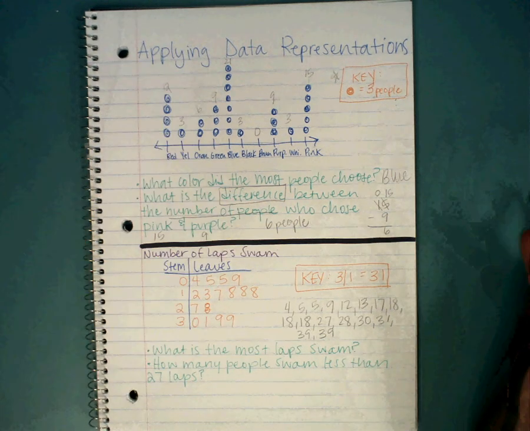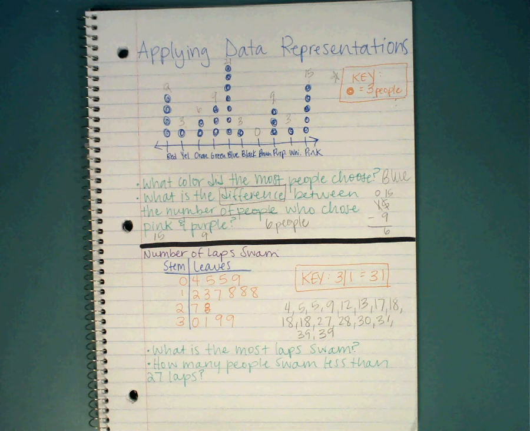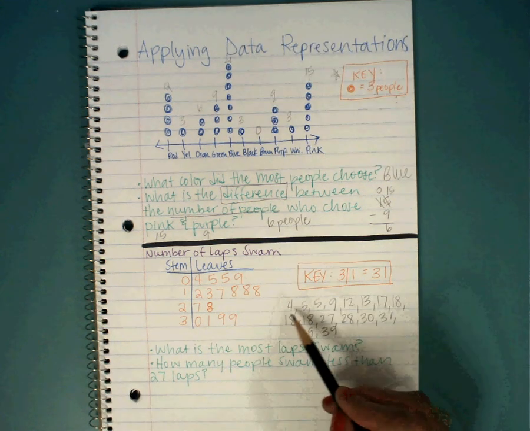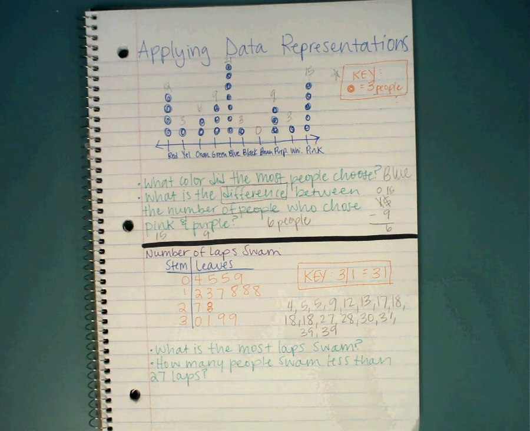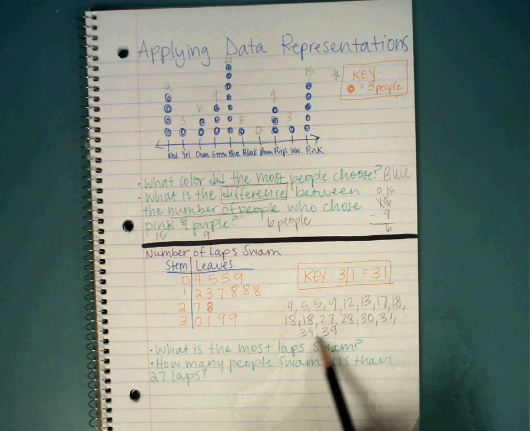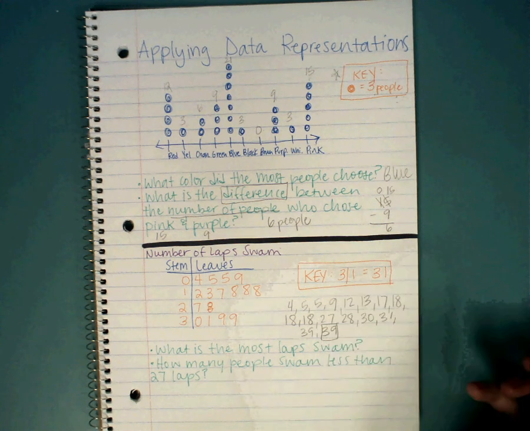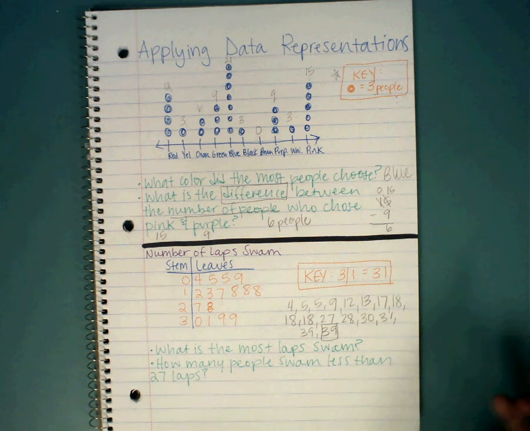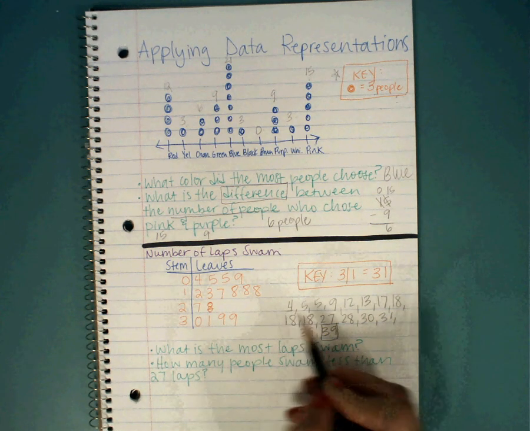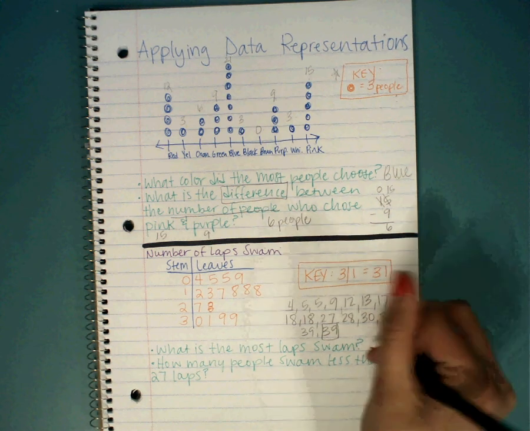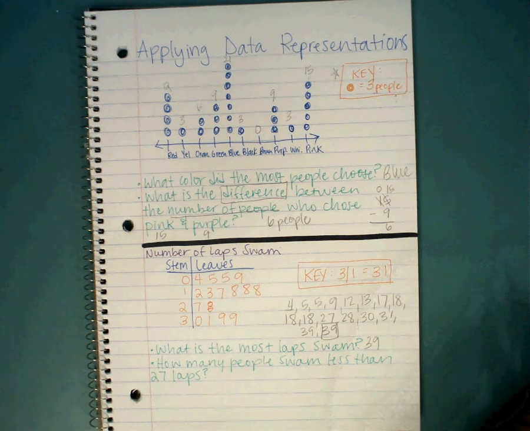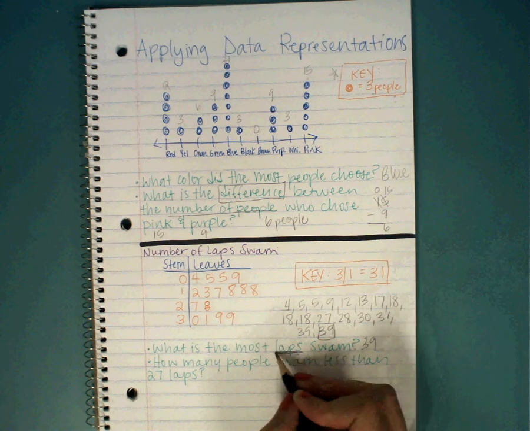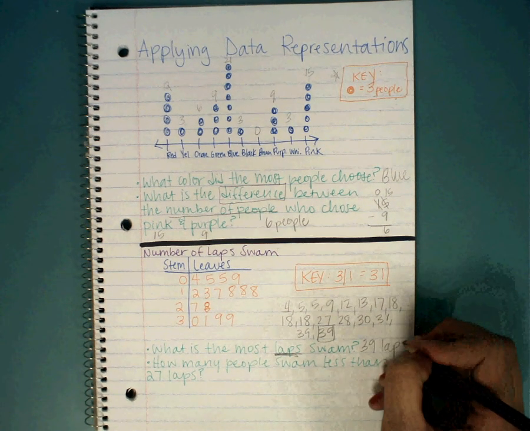So what is the most laps that people swam? Well, how am I going to figure that out? I'm going to figure that out by looking at the greatest number. Because look, when I list this data, it ends up listing it in order from least to greatest. So this last number right here is going to be the greatest. Which one's going to be the smallest? The first number, right? Okay, so what is the most laps people swam? 39. 39 what? What's it asking me? What is the most laps? So 39 laps.